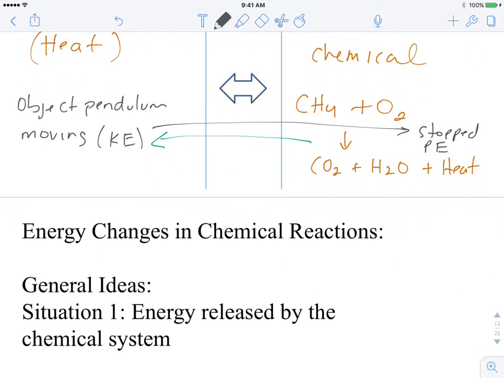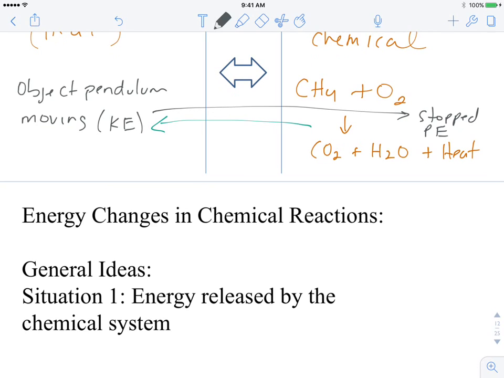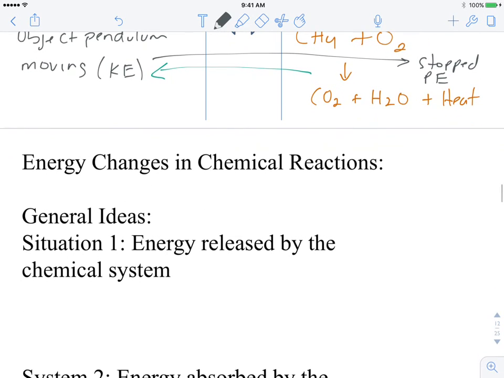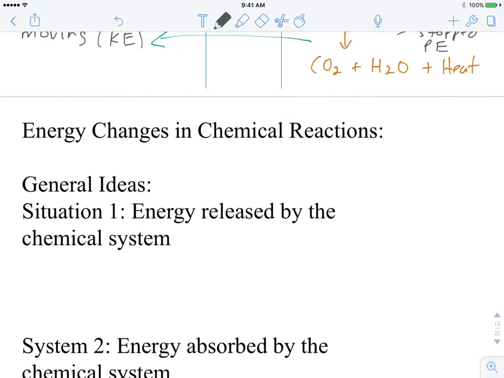Now, we're really focused on chemical reactions. We want to see how energy is changing in a chemical reaction. And so you could have one situation. The first type of situation is where energy is released from the system.